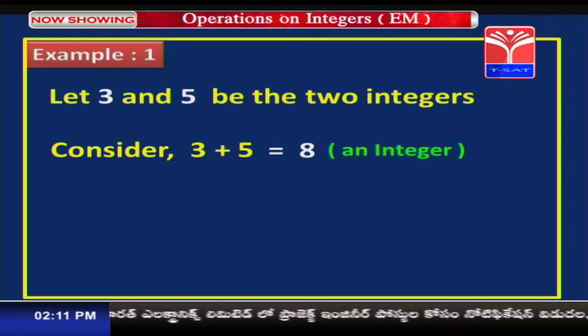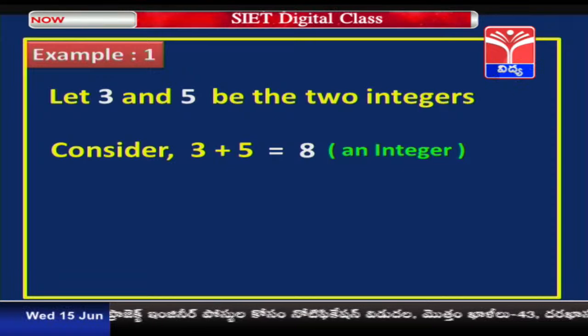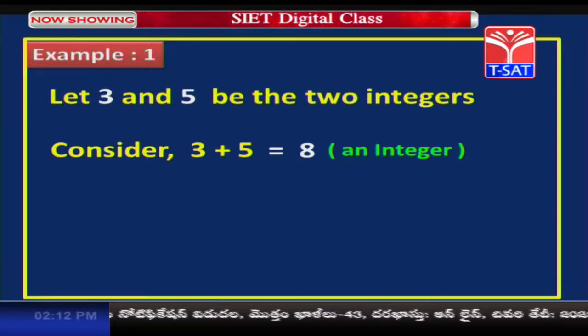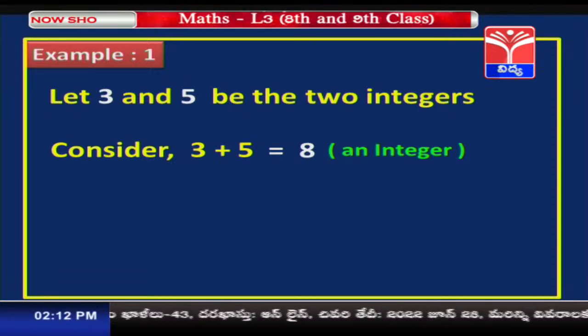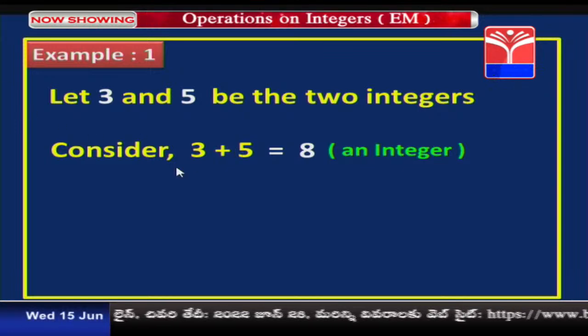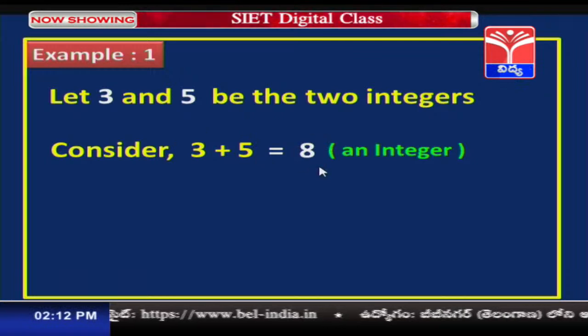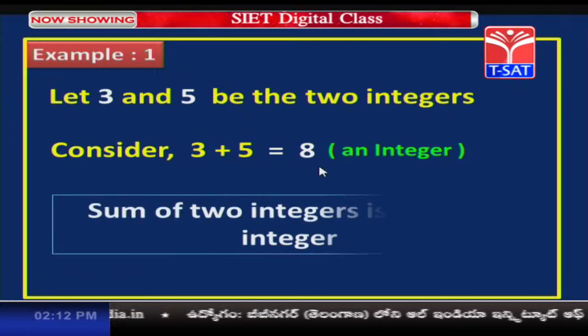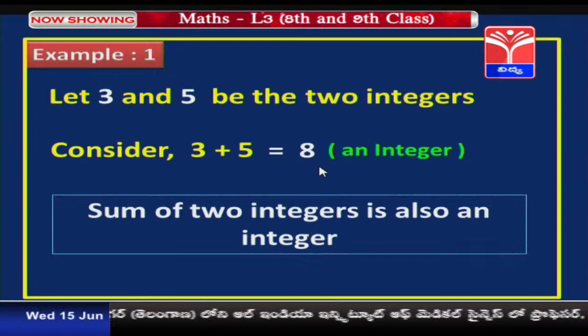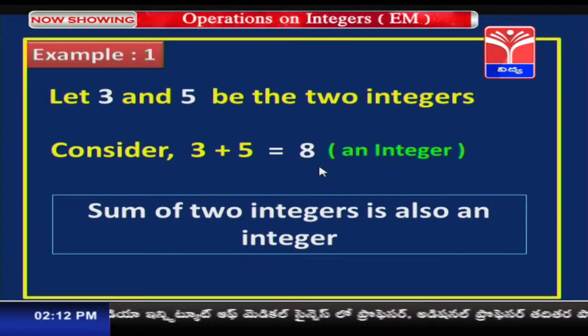Now, what is 8? Yes, it is also an integer. That means, I have taken two integers, that is 3 and 5, and I added them. When I added these two integers, I got another integer. That means, I can say the sum of two integers is also an integer, isn't it, children? Let us take one more example here.